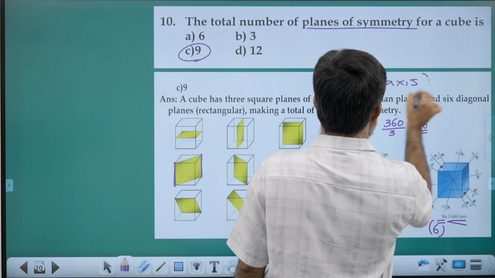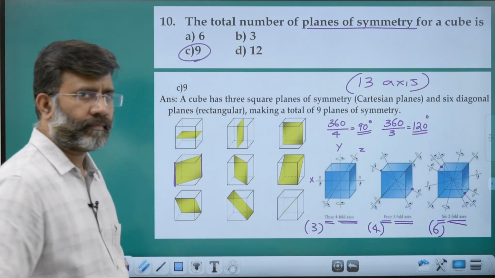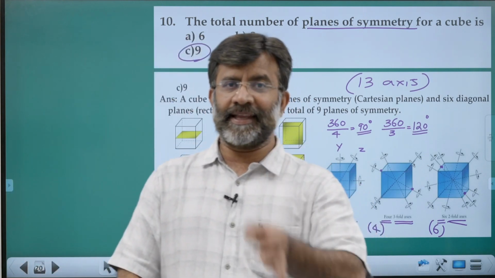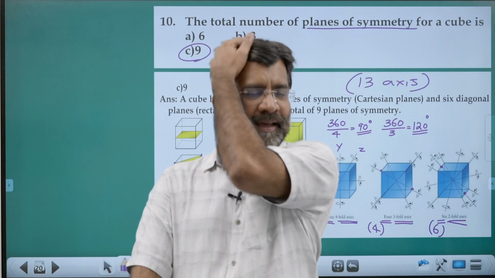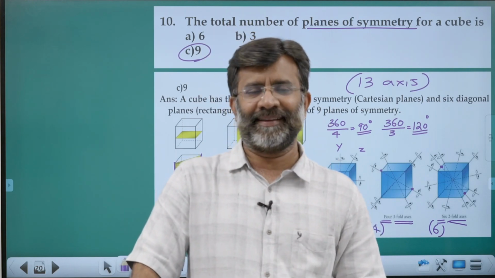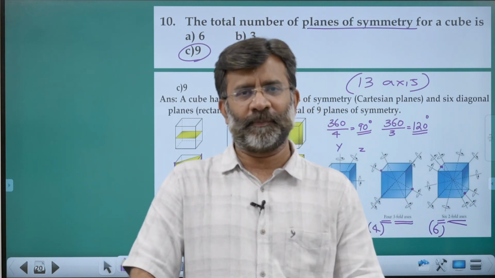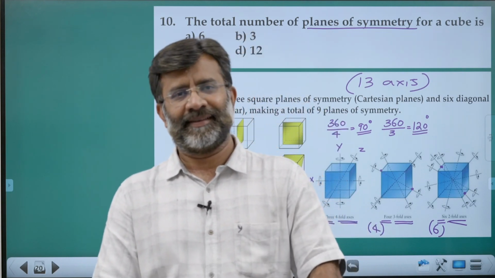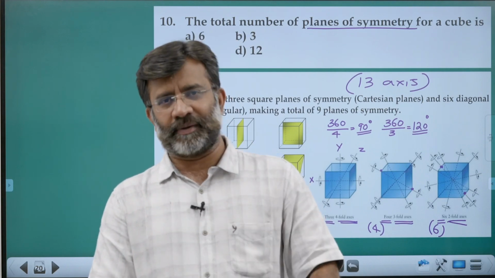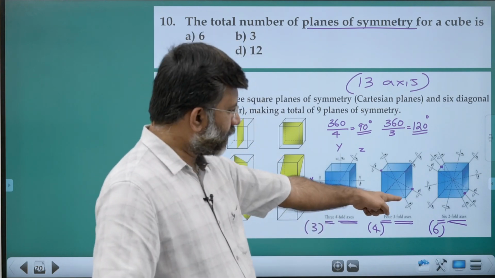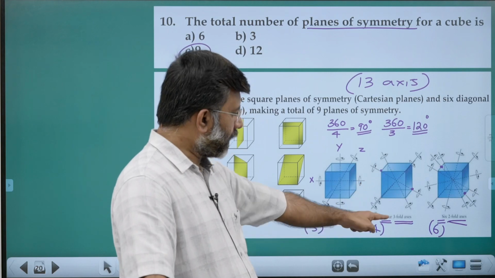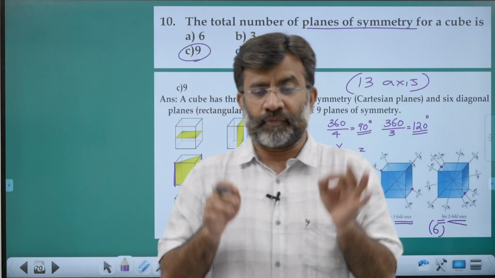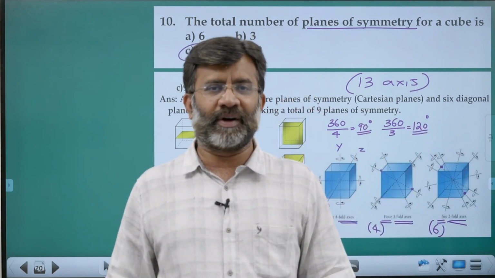13 axes of symmetry. There are 9 planes of symmetry, 13 axes of symmetry. So total 22. I told you initially there are 23 elements of symmetry. So 13 axes of symmetry. How 13? 6 twofold, 4 threefold, and 3 fourfold. So a total of 22 now. Which is the 23rd one?